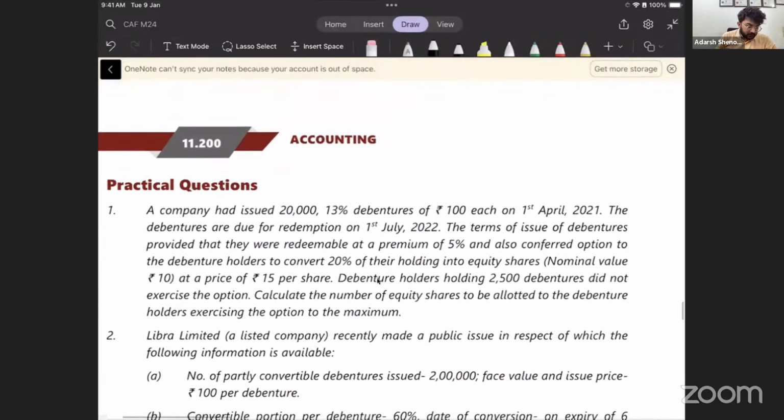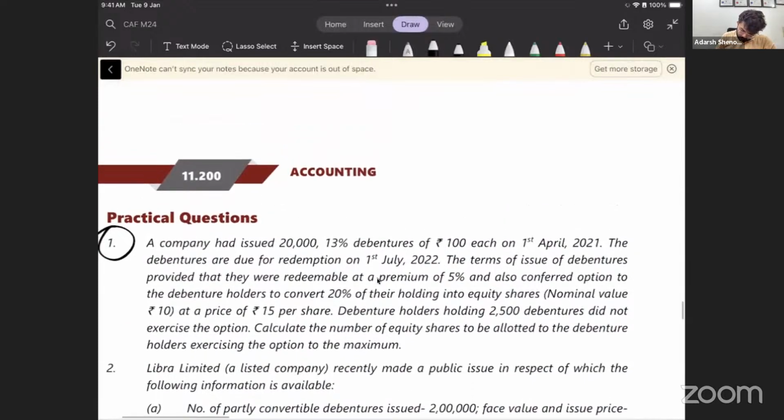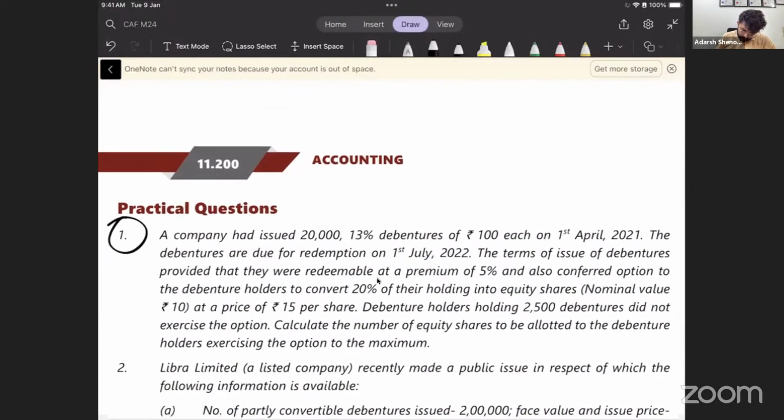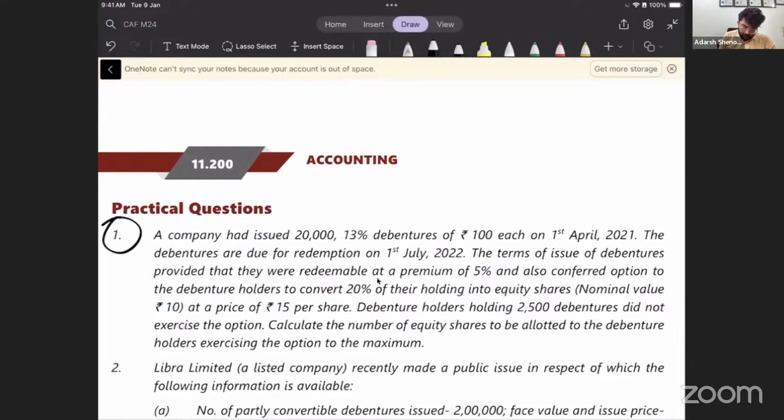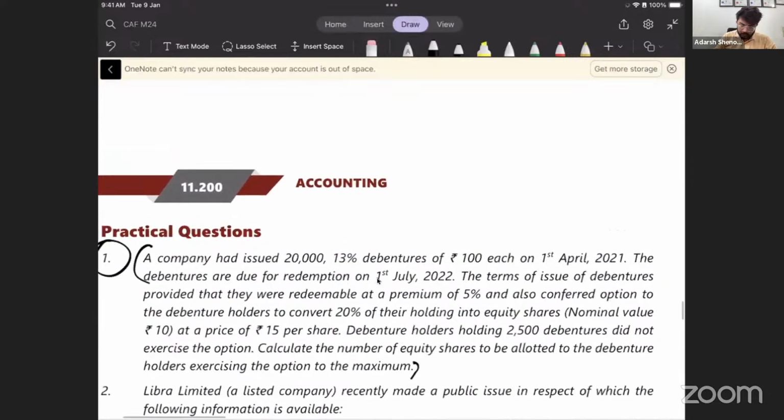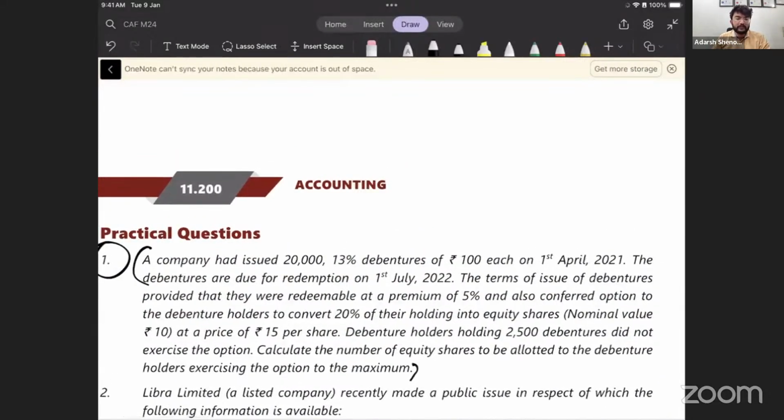One more question, a similar question, practical question 1. Can you try this question? Both of you have to try it now and tell me on the chat box. You have to tell me the answer. Let's see if we can try. Draw the table and do this. I'll give you 5 minutes to do it. Practical question 1.